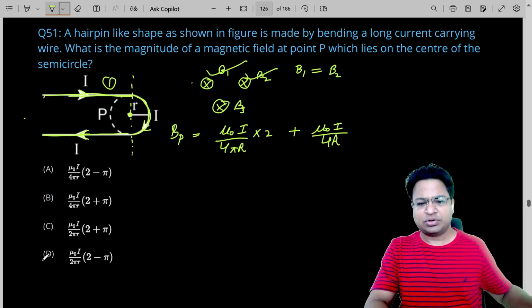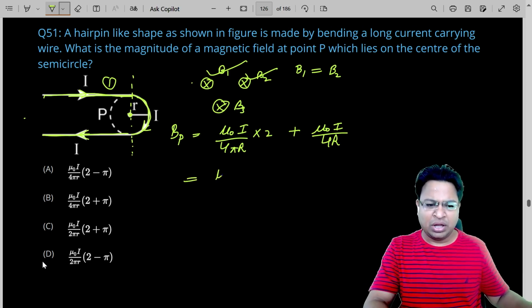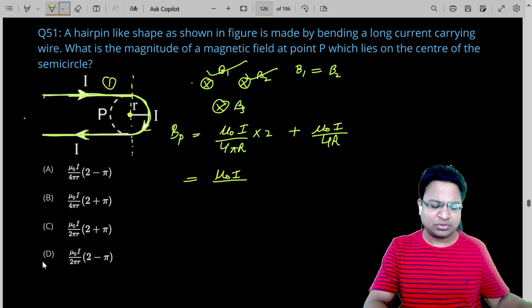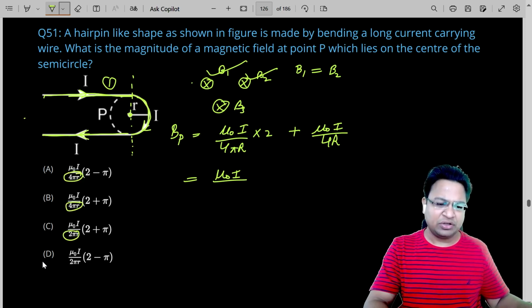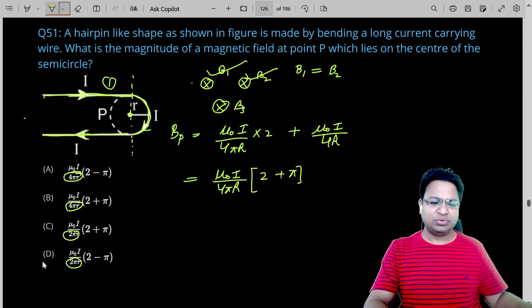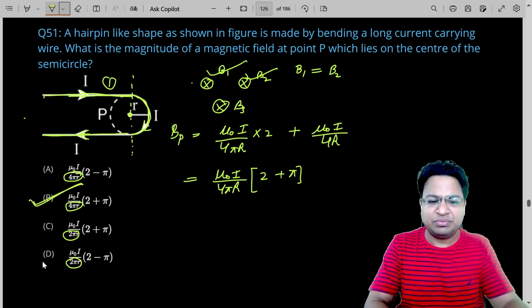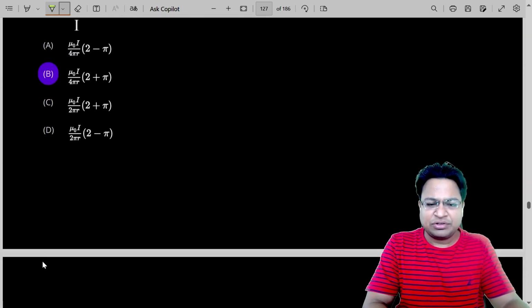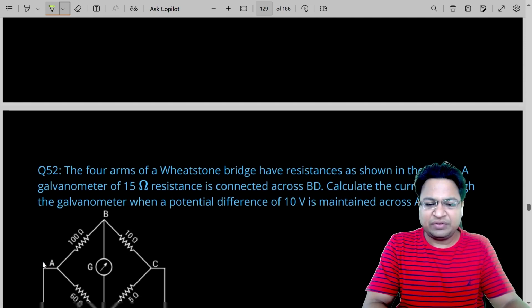So the correct answer here is going to be mu naught I. In all the options I see there is a pi in the denominator, so I will preserve the pi in the denominator. Let me take out mu naught by 4 pi outside, so this will become 2 plus pi, and we do see that one of the options matches, so option B would be the right option. So that was question number 51 and the first question of physics.